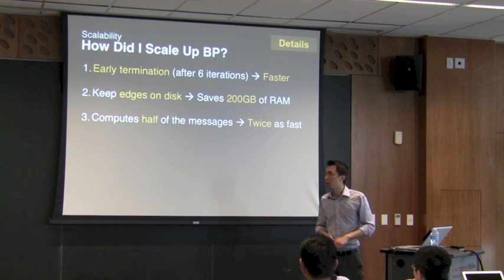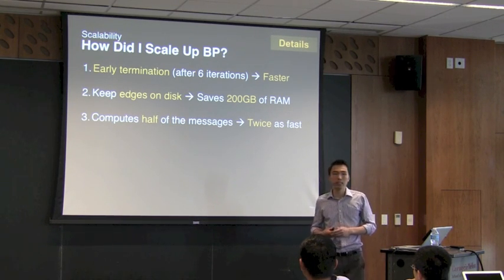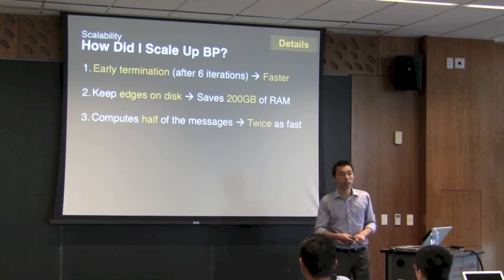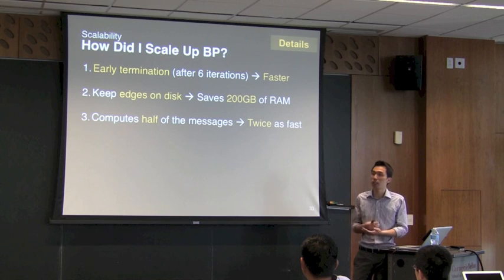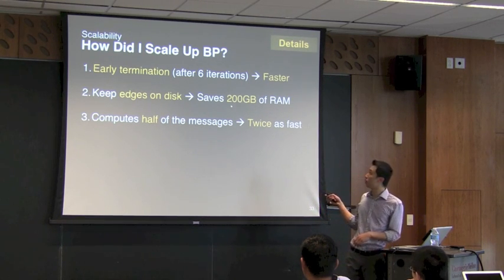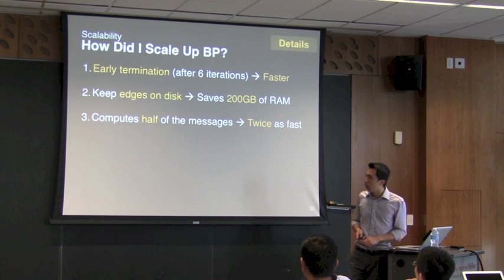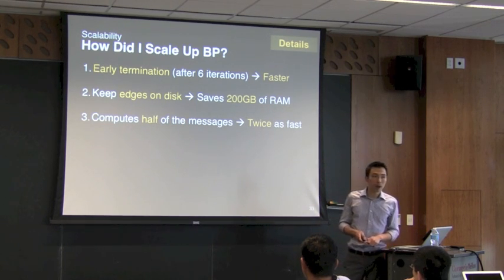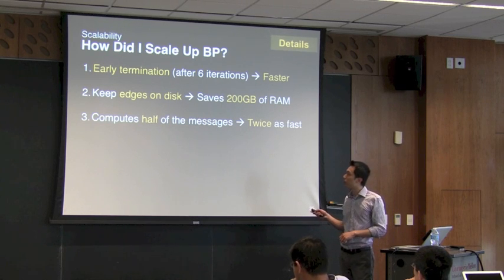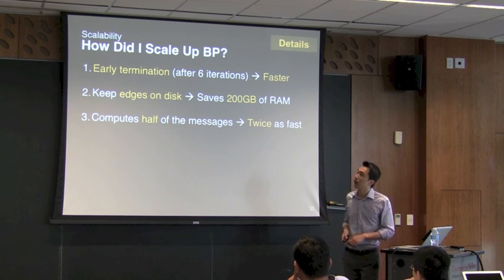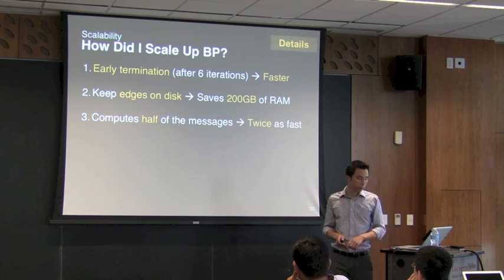The second one is that in terms of designing the data structure, we don't need to keep all the edges in memory. We can keep them on disk and then access those edges sequentially. So that alone saves over 200 gigabytes of RAM. And thirdly, we observe that it's a bipartite graph. So that means we don't need to compute all the messages in each iteration. We only need to compute half of the messages. So that makes the algorithm twice as fast.